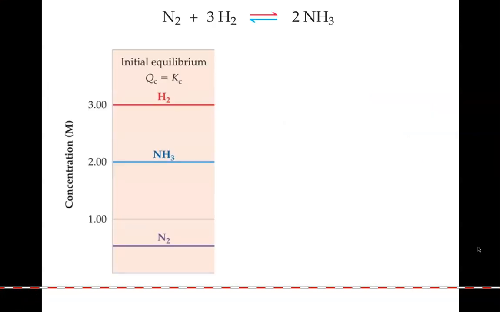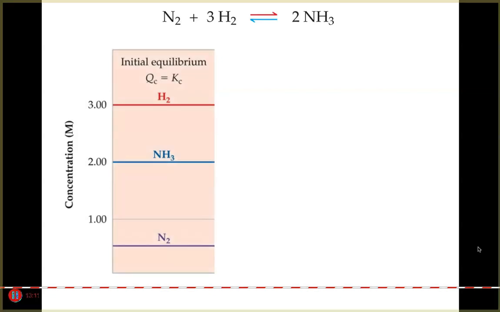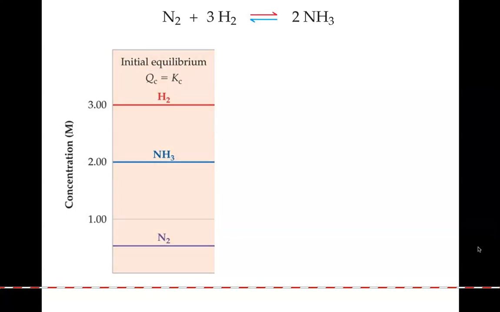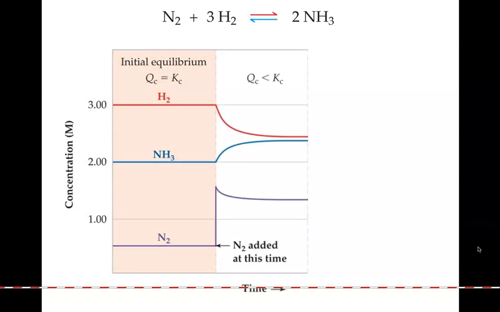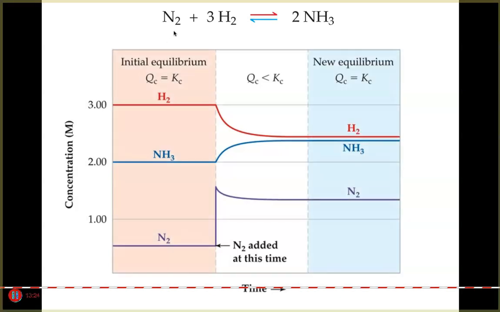So let's see what this would look like, just graphed out. So I've taken this reaction where nitrogen is going to be reduced by hydrogen to form ammonia. We're going to start at some initial equilibrium concentration, and this is what we see here. And by definition of equilibrium, Qc equals Kc. So then what I do is I stress the system. I've added more N2, and that's what you can see down here in the purple. I added it, so it spikes in. That is the stress on the system.